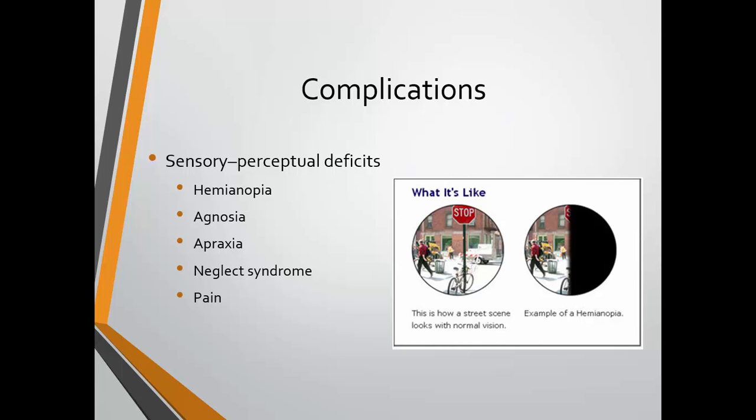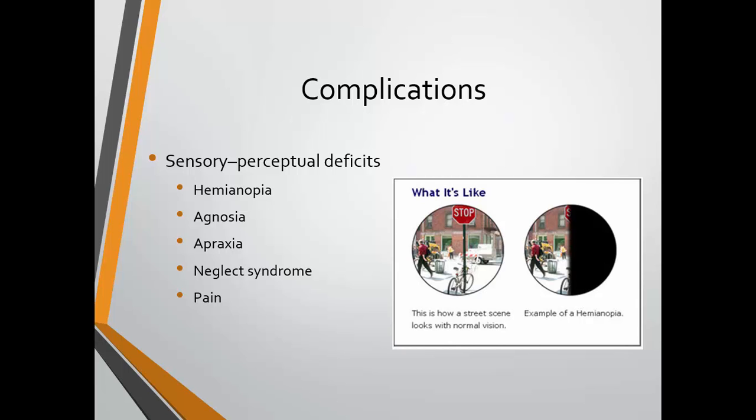So complications, looking at your sensory perceptual deficits. Your hemianopia is loss of half of the visual field of one or both eyes, and that is a picture showing you what their vision would look like. Your agnosia is the inability to recognize one or more subjects that were previously familiar. This can be visual, tactile, or auditory.